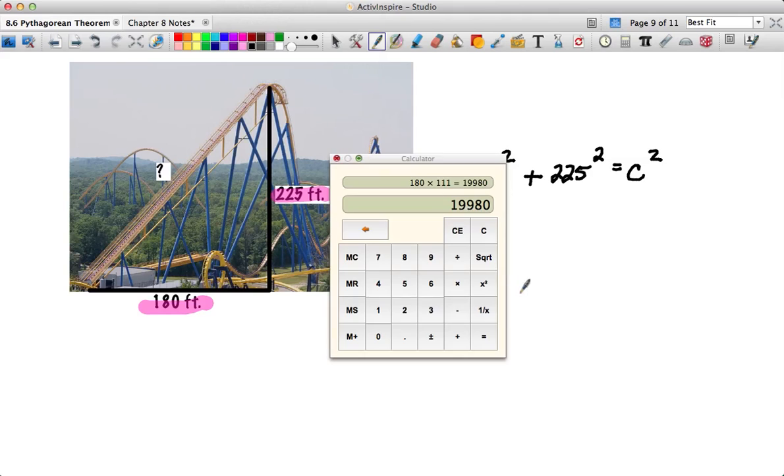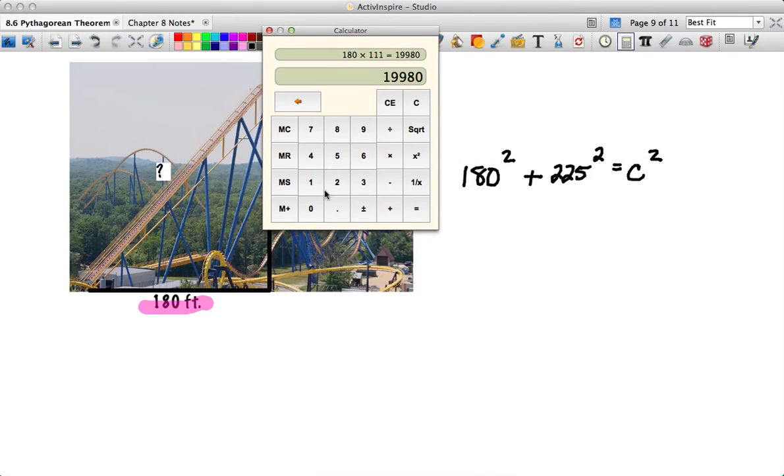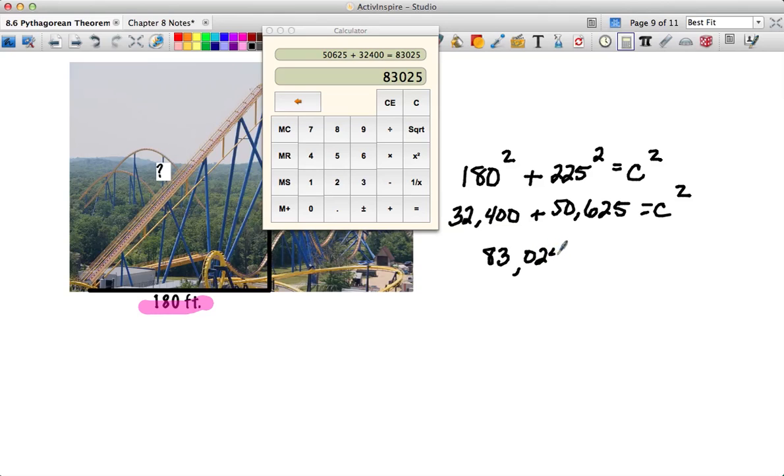For this, you are allowed to use a calculator, because I know these are big numbers and finding the square root is much easier to do with a calculator. So if I take 180 and square it, I get 32,400 plus 225 squared gives me 50,625, and those together will give me c squared. If I add those two numbers together, it gives me 83,025 is equal to c squared.